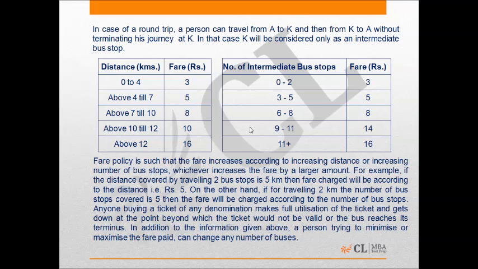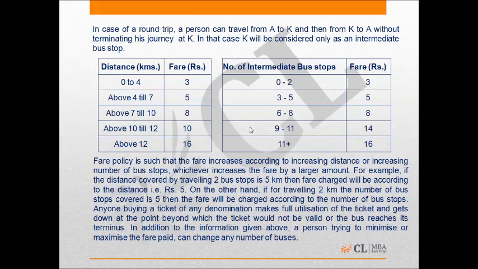It means if a person travels any distance between 0 to 3 kilometers, the fare computed on the basis of distance is 3 rupees, and if a person travels a stretch which includes from 0 to 2 intermediate bus stops, that person has to pay a fare of 3 rupees on the basis of the fare computed on the intermediate bus stops.